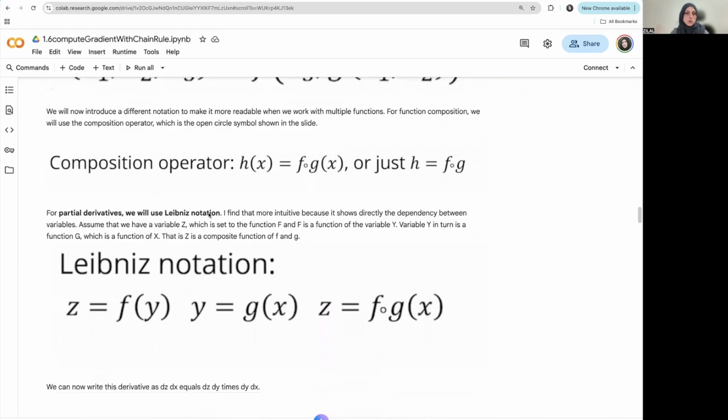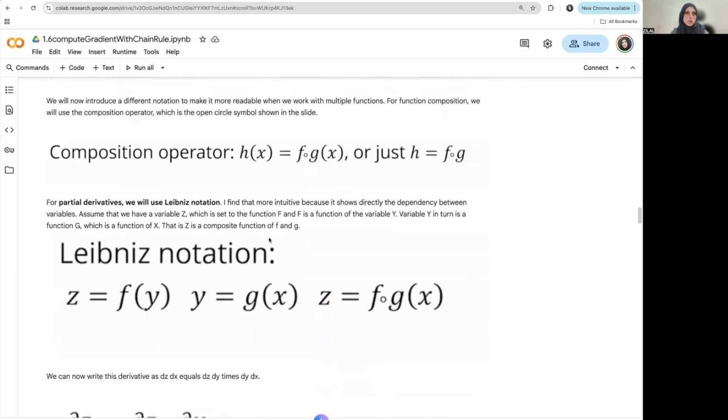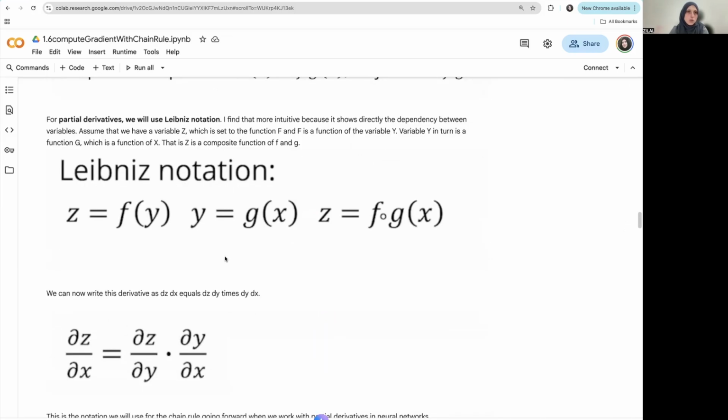We will now introduce a different notation to make it more readable when we work with multiple functions. For partial derivatives, we will use Leibniz notation. I find it intuitive because it shows directly the dependency between variables. Assume that we have a variable z, which is set to the function f, and f is a function of variable y.